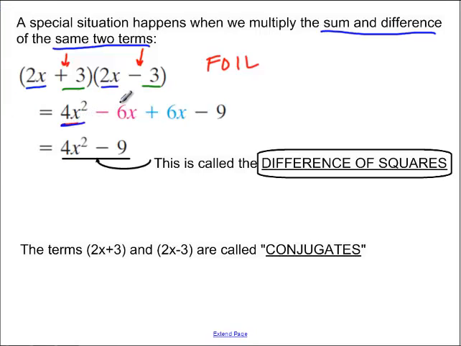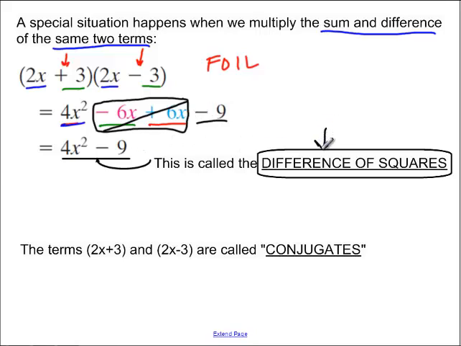Outside term would be 2x times negative 3, which would give us negative 6x. Inside term, plus 3 times plus 2x gives us plus 6x. And the last term is plus 3 times minus 3 gives us minus 9. And now the step that we have to do is combine the like terms, minus 6x plus 6x. They're like terms because they have the same exact variable to the same exact power. Minus 6x plus 6x goes away, and that becomes 0, and what's left is 4x squared minus 9.